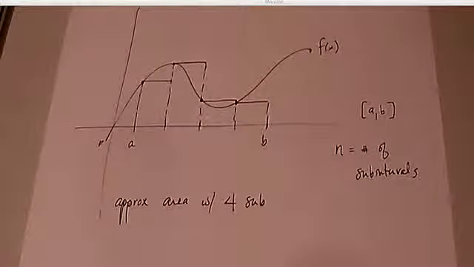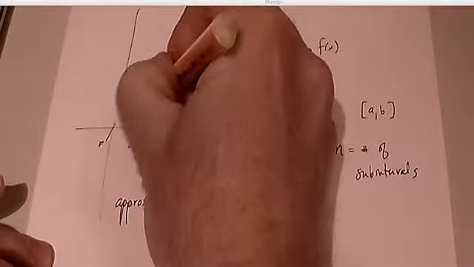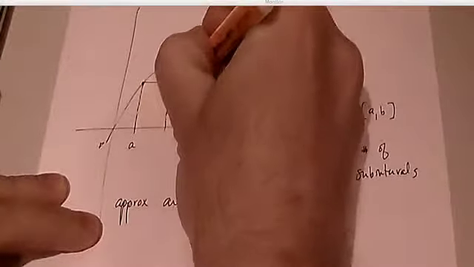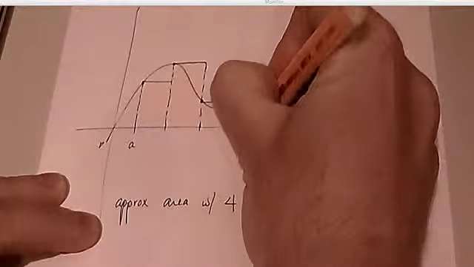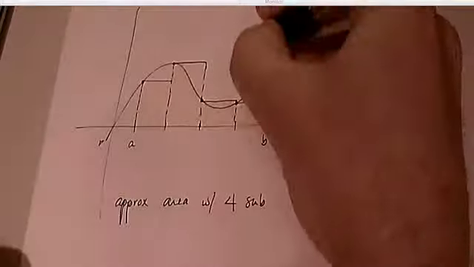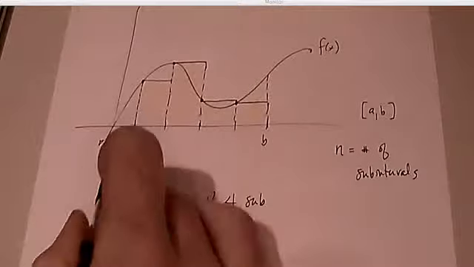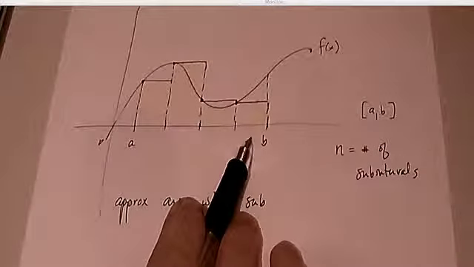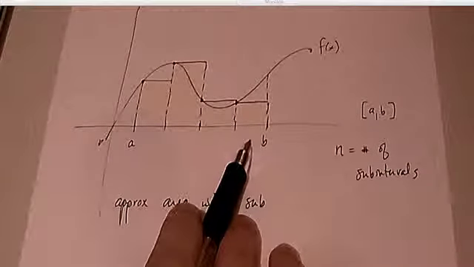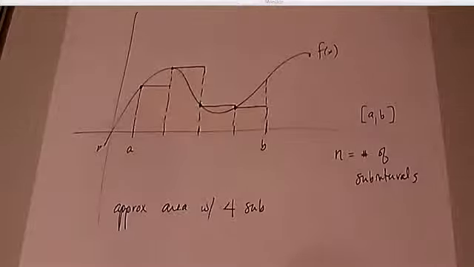Now what we're going to do is take the area of all 4 of those rectangles, add them up, and that is going to be the approximate area of that function underneath the curve between A and B. Gosh, that orange didn't really show up very well, but okay, I'll use another color next time.